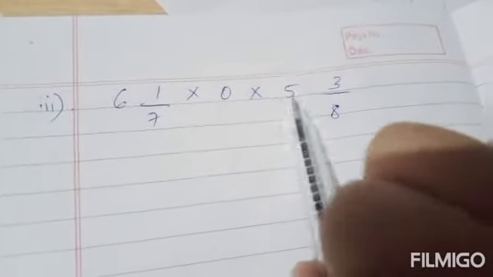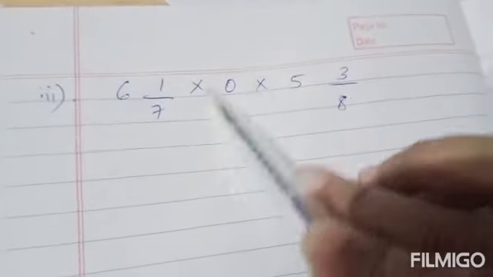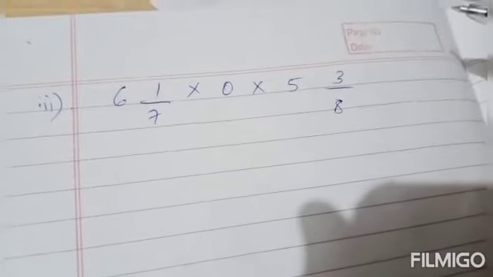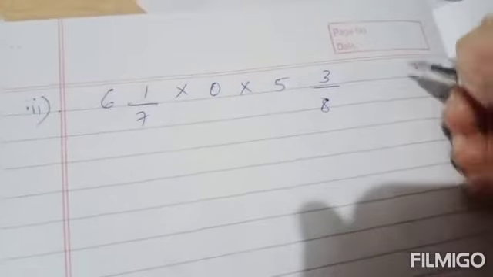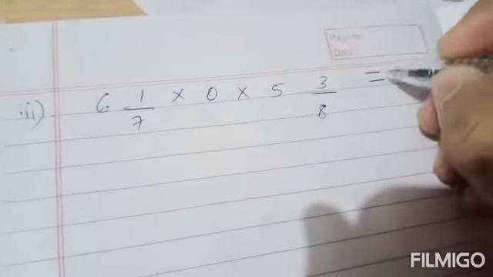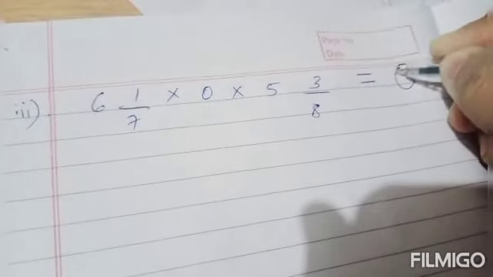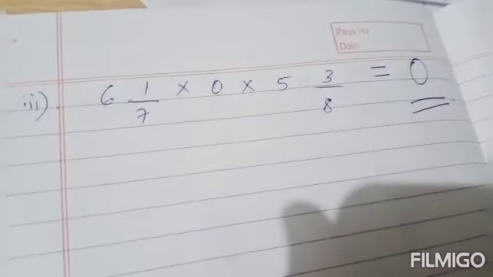Third one, 6 1 by 7 into 0 into 5 3 by 8. So here one number is 0. So multiplication by 0, you know about this. Any number on multiplying by 0, you will get 0 only. If any one of the numbers is 0, the final answer will be 0. So 6 1 by 7 into 0 into 5 3 by 8 is 0.